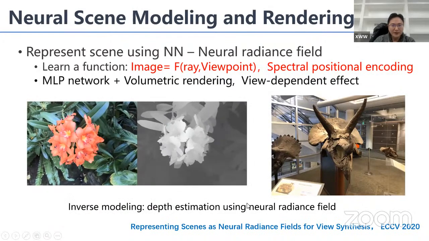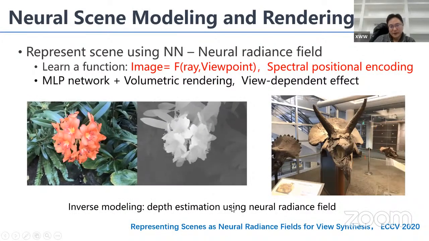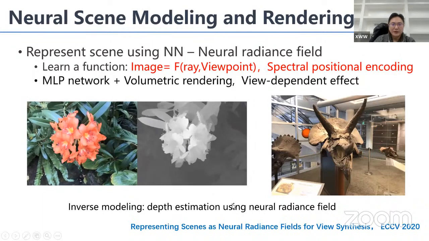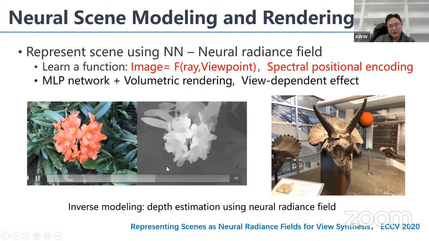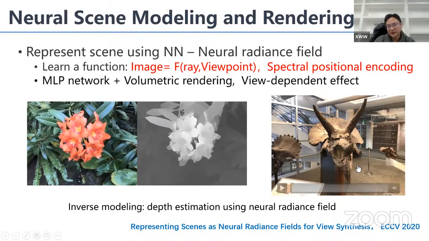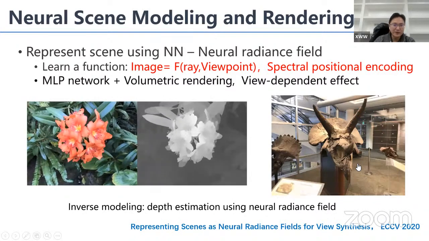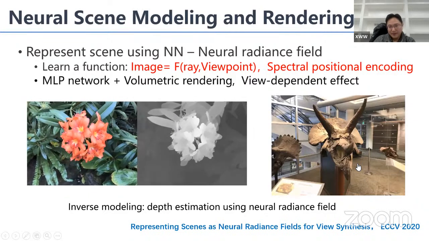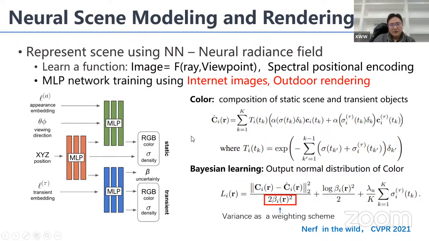In addition, the network can generate high quality depths given multi-view input images. So it can be directly used in some augmented reality applications. But the neural radiance field can only handle static objects, without light change.